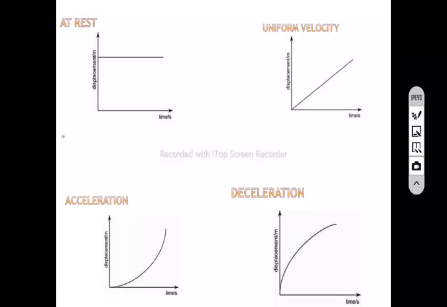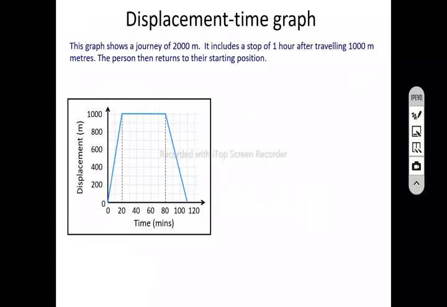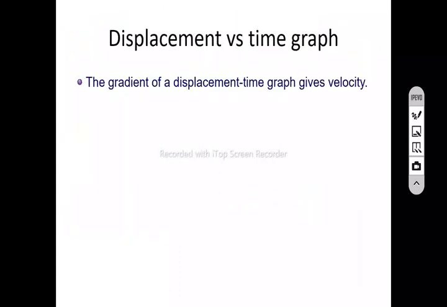What does the gradient of a velocity time graph give? What does the gradient of a displacement time graph give? It can't give speed, because speed has nothing to do with direction. It gives velocity. Write this please, you can write it under it: the gradient of a displacement time graph gives velocity.